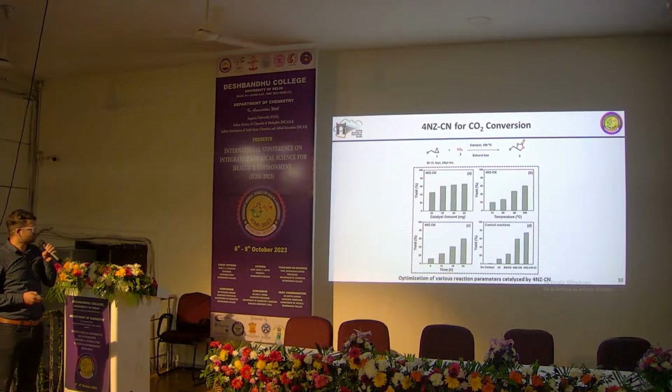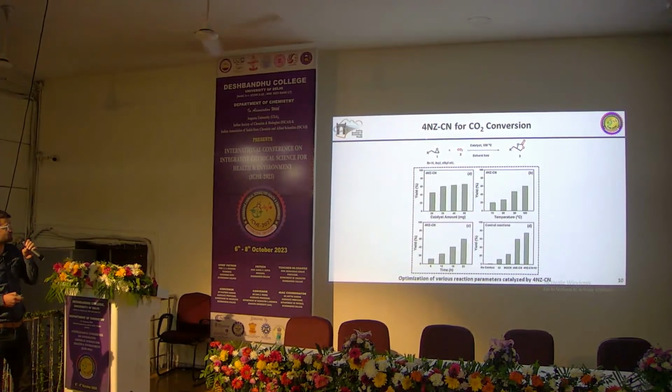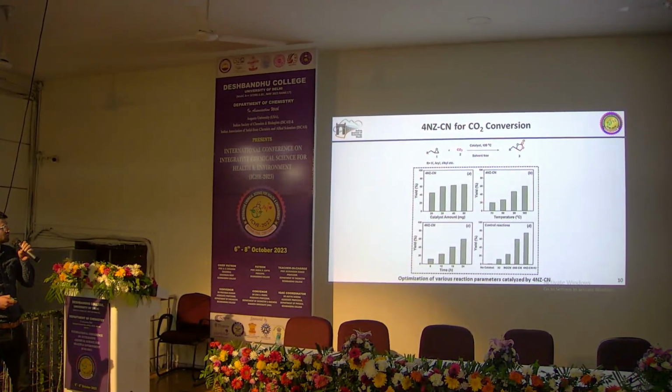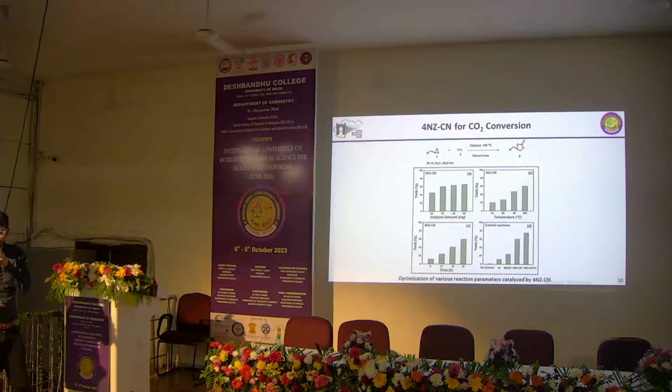Then we have used this catalyst first, this 4NZCN, for the conversion of CO2 to cyclic carbonates. So these are the different optimization studies. From the different optimizations, we have found that 30 mg of catalyst, 100 degrees temperature, and 24 hours are the best suitable conditions for this reaction. Then we have done different control reactions to find out the active role of the catalyst.